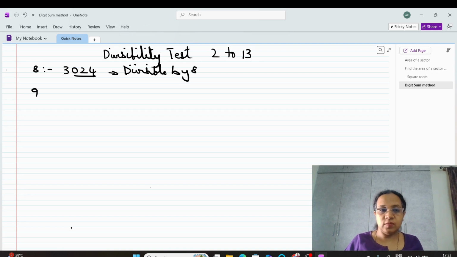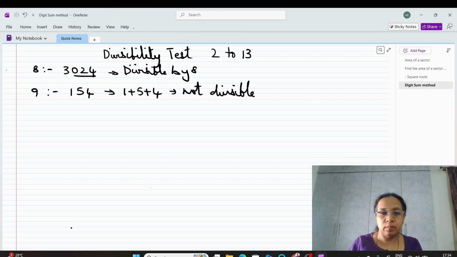Now, divisibility test of 9. If the sum of the digits of a number is divisible by 9, the number is divisible by 9. Suppose you have 154. The sum is 10, so it's not divisible by 9. Suppose you have 153. The sum of the digits is 9. So it's divisible by 9.